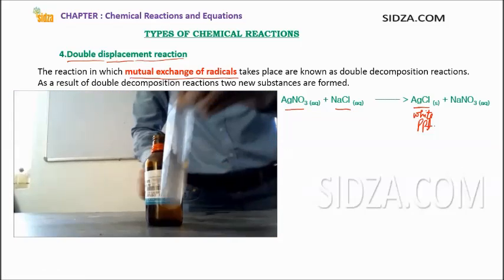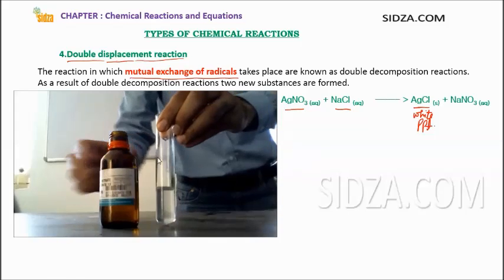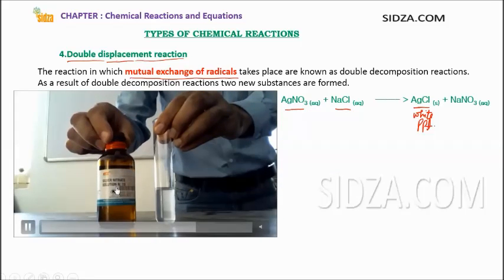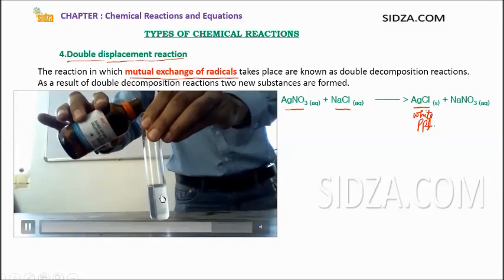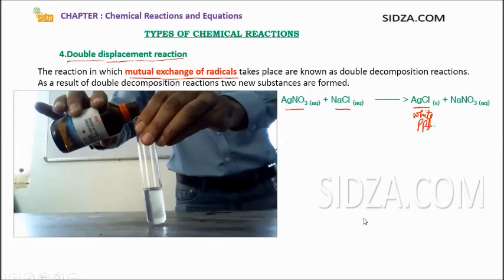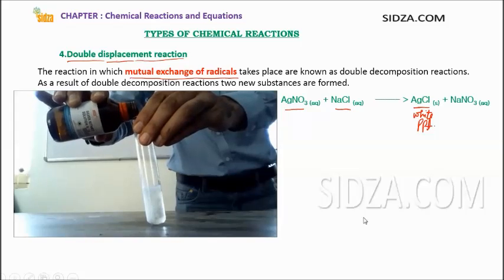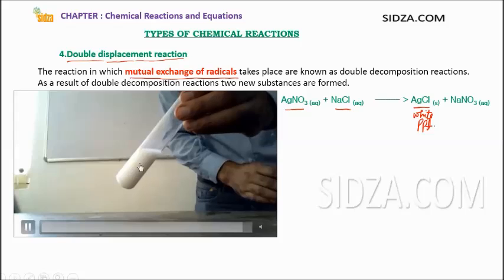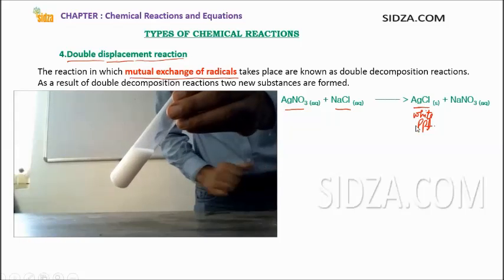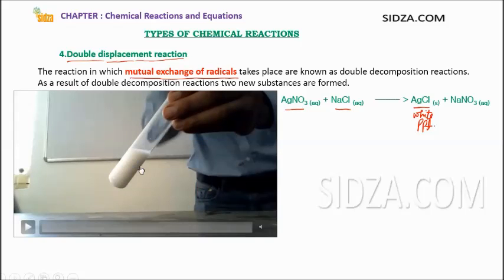So you will see, once I add the silver nitrate solution, AgNO3 solution to this, immediately a white precipitation will be formed. As soon as the compounds combine, you see the white precipitation quickly. This is a precipitation of silver chloride. So if you mix the two compounds, silver nitrate and sodium chloride, you get silver chloride and sodium nitrate.